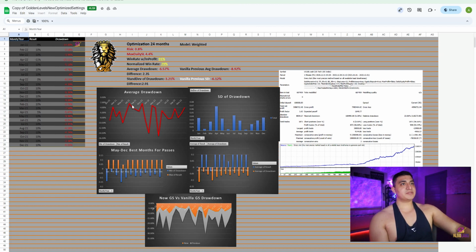So this is an optimized 24 months risk settings for GoldenLevels. What I've done here is I've actually optimized over the last 24 months on GoldenLevels, and using the specific settings that we've used here, we've been able to have a really good return. So you can see here, this is the actual back testing report. Very huge gains, with a max drawdown of 23%.